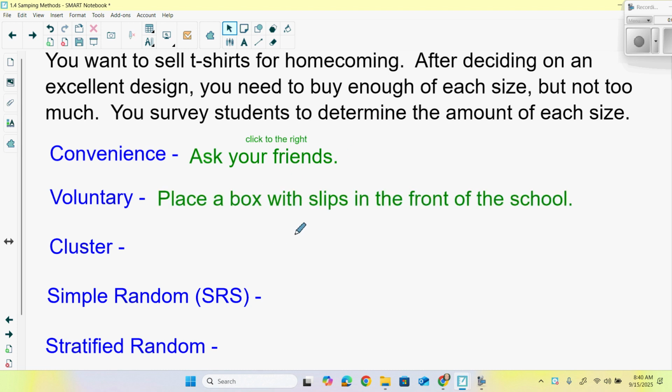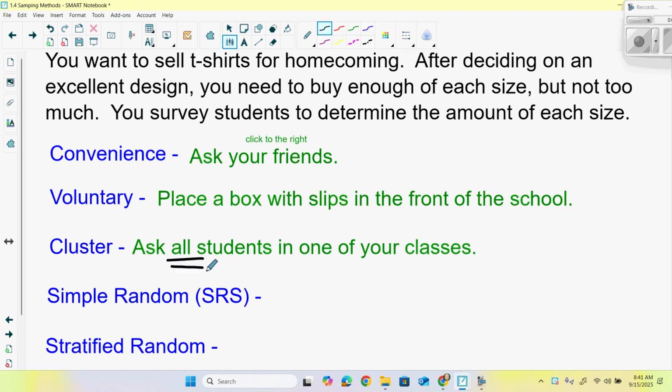Voluntary, place a box with slips in the front of the school and ask. This is going to have people who are showing up at the school, but maybe not people that are really interested in buying t-shirts, but that would be a voluntary way we could ask. If we did a cluster, we could ask all students in one of your classes, or you could even ask all students in all of your classes. We would ask all the students, so that's a key. If you noticed, a cluster is broken out by location, whereas stratified is broken out by a characteristic.